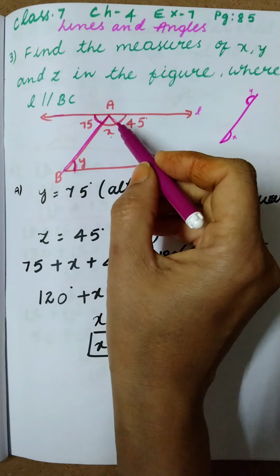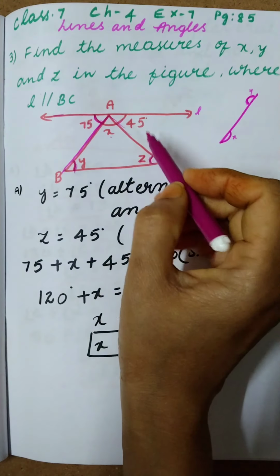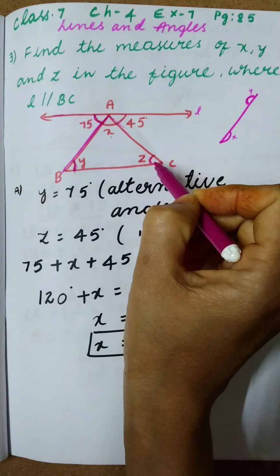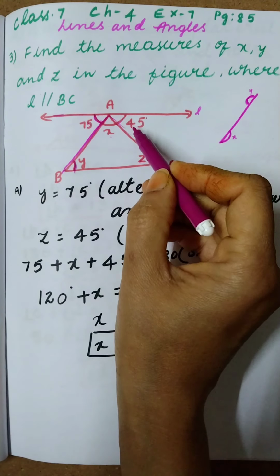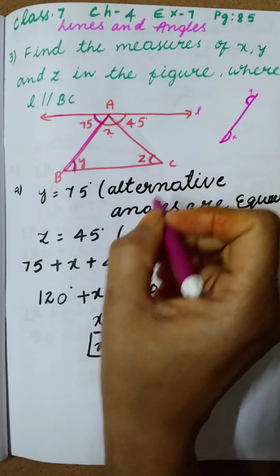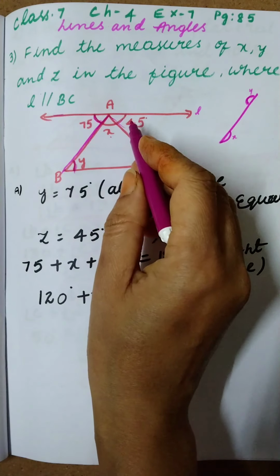Same as here. Here one more line is there. This side is 45 and this side is z. Okay, z is equal to 45. Why? Because here also alternate angles are equal. So z is equal to 45.